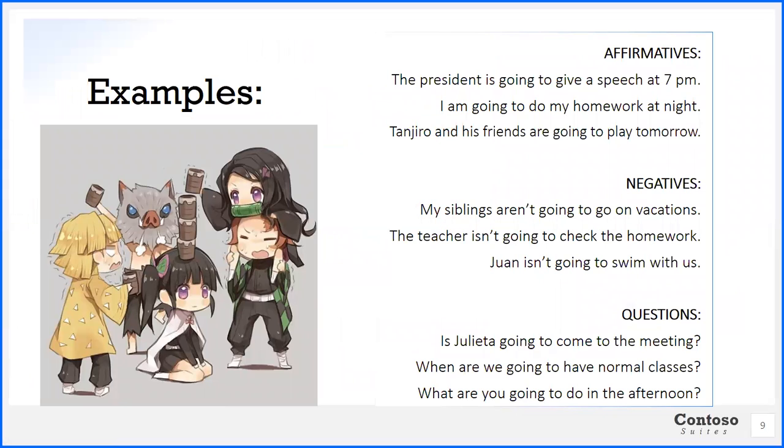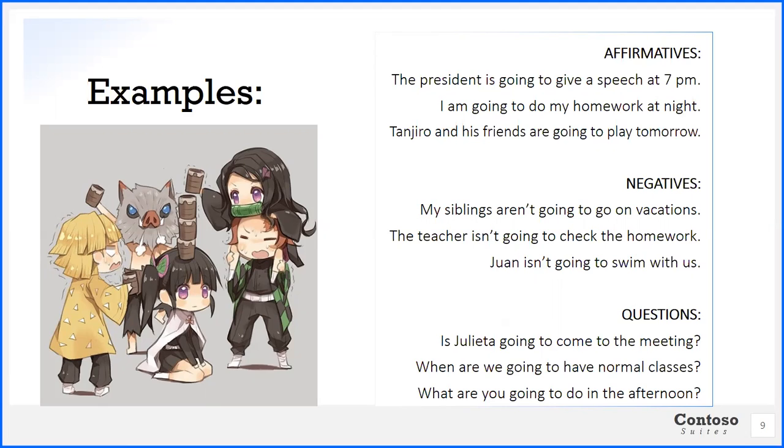Here are some more examples dealing with going to. The first one says the following. The president is going to give a speech at 7 p.m. I'm going to do my homework at night. Tanjiro and his friends are going to play tomorrow. All right, so all of these are plans that we already made or that were already made. So that's why we're going to use going to. Remember that we use going to for plans.